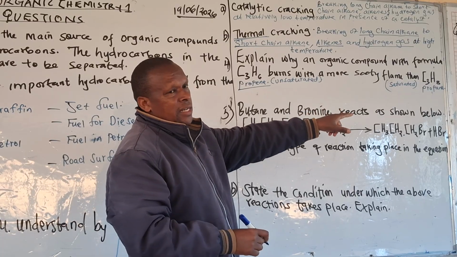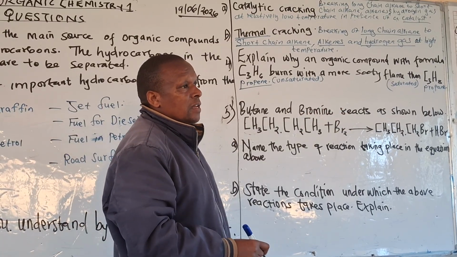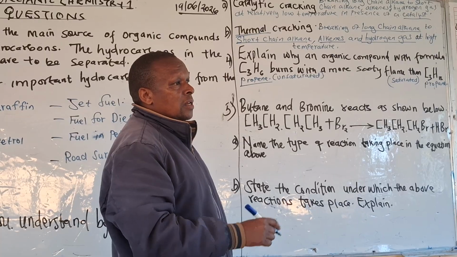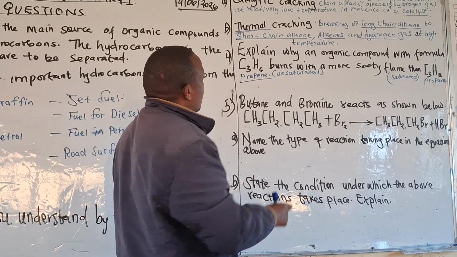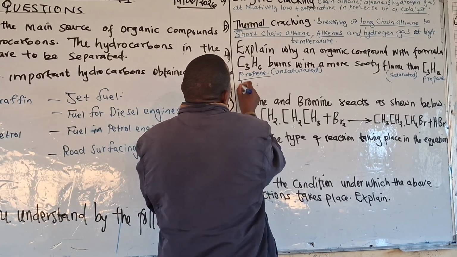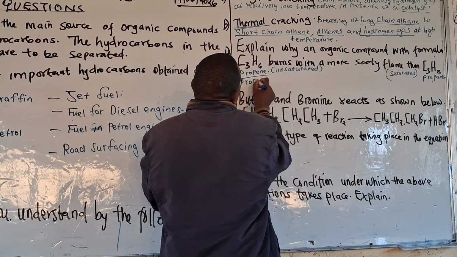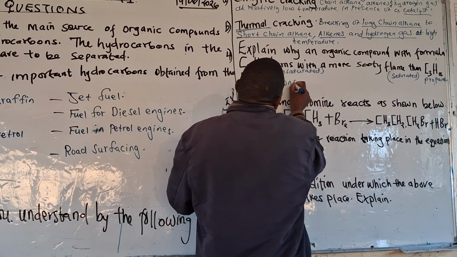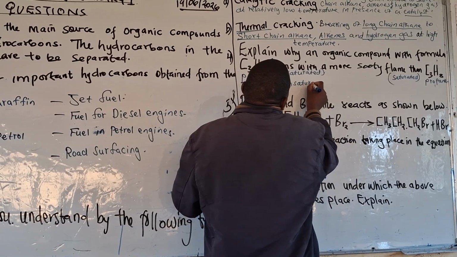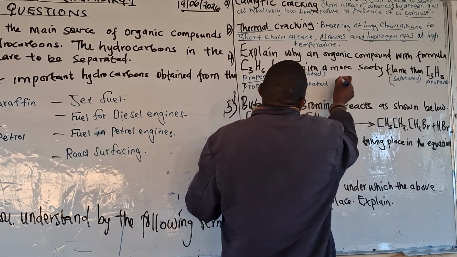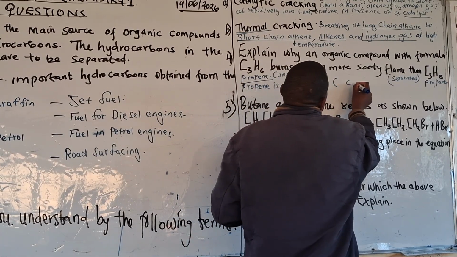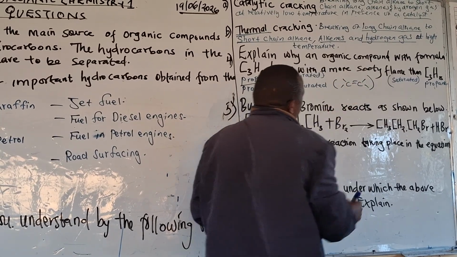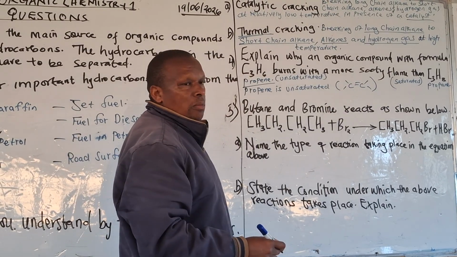What about the other one? It doesn't have a carbon-carbon double bond, but instead it has single covalent bonds only. Are we clear? So you come here and say propene is unsaturated. What do you mean? It has a carbon-carbon double bond. Are we together?